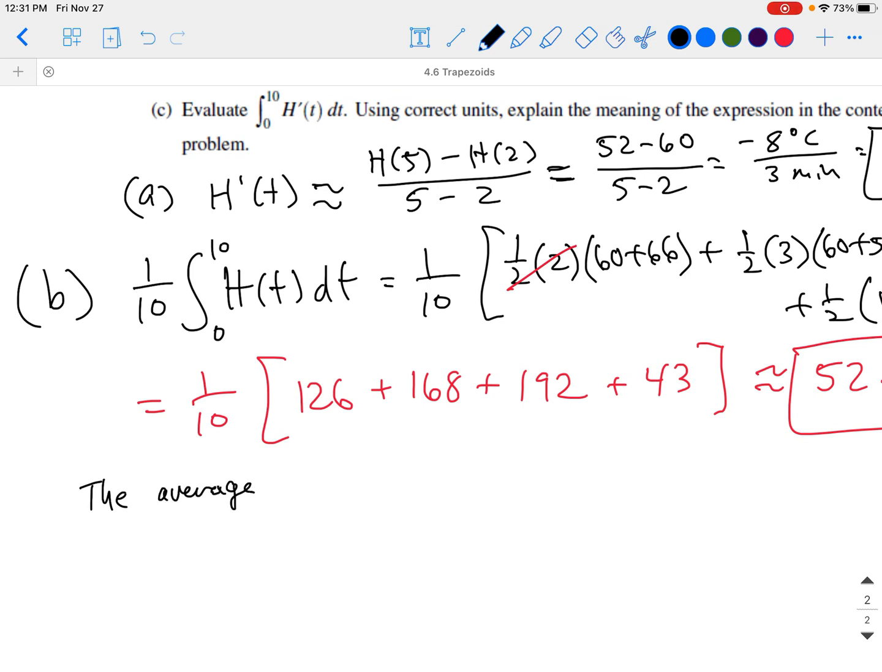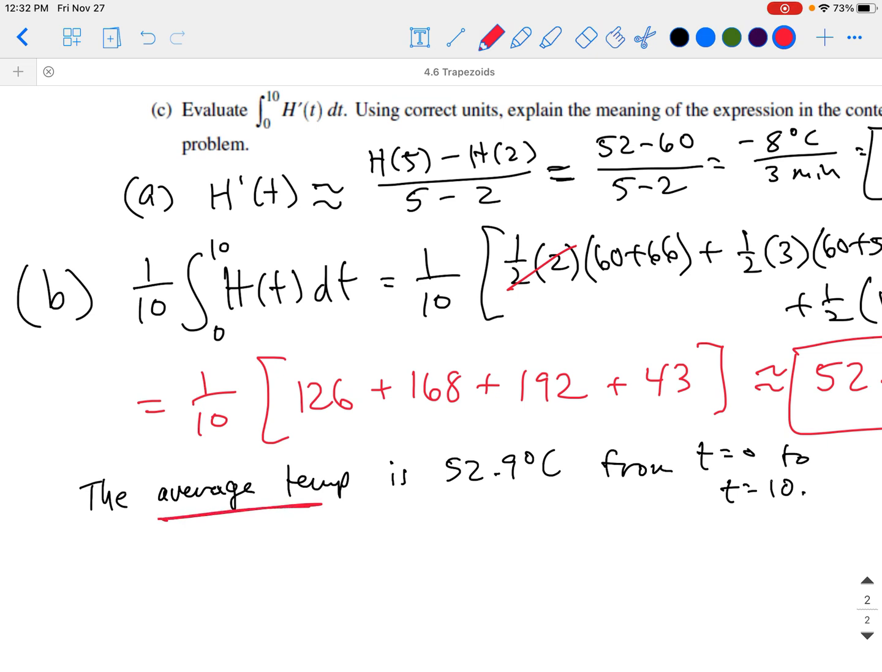the average temperature is 52.9 degrees Celsius from t equals 0 to t equals 10. And note for the AP, they want you to describe the exact description of the value. So in this case, average temperature of the pot of tea.